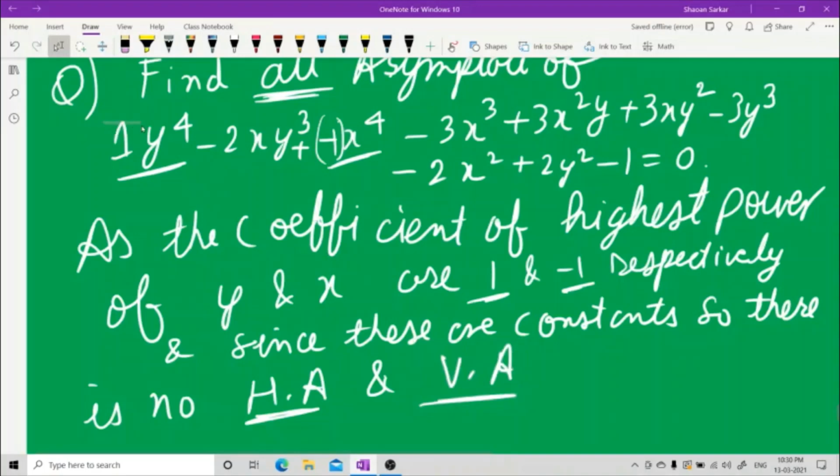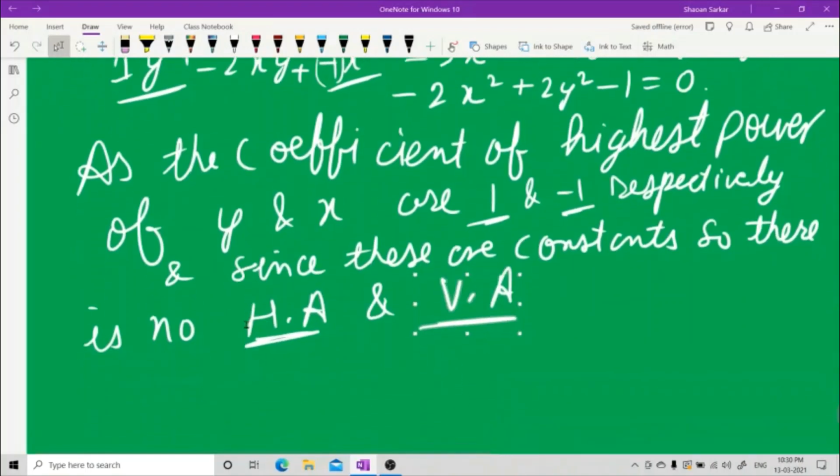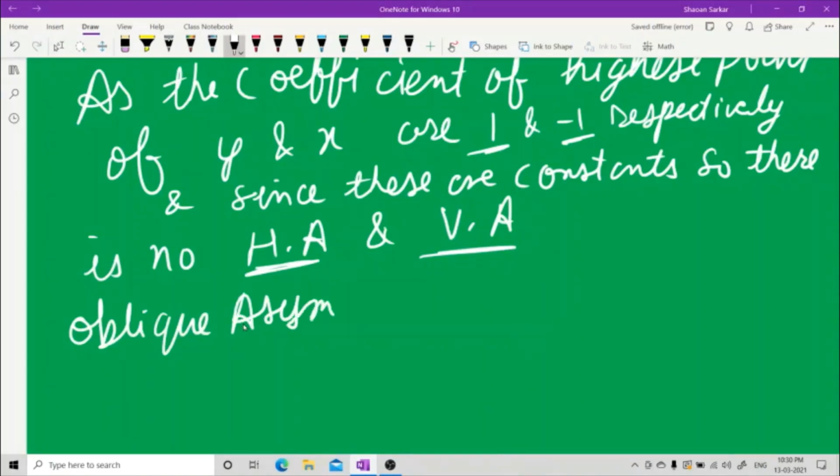Since the coefficient of highest power of y is 1, and since the coefficient of highest power of x is -1 and they are constant, so there is no horizontal asymptote and vertical asymptote. I hope you have understood now. Now we will go for the oblique asymptotes. Now see what to do.